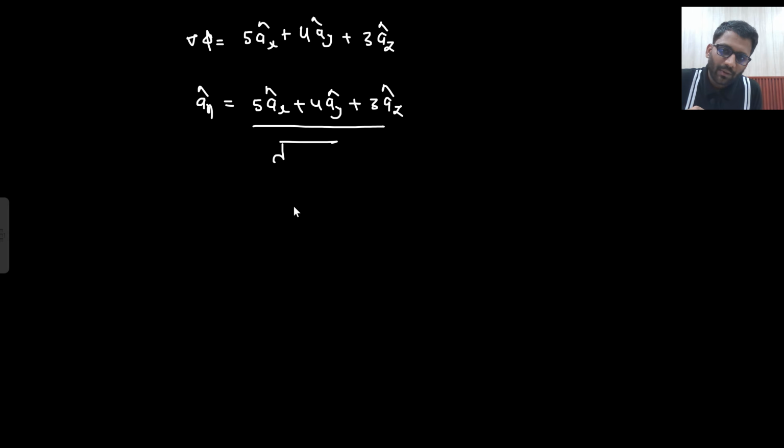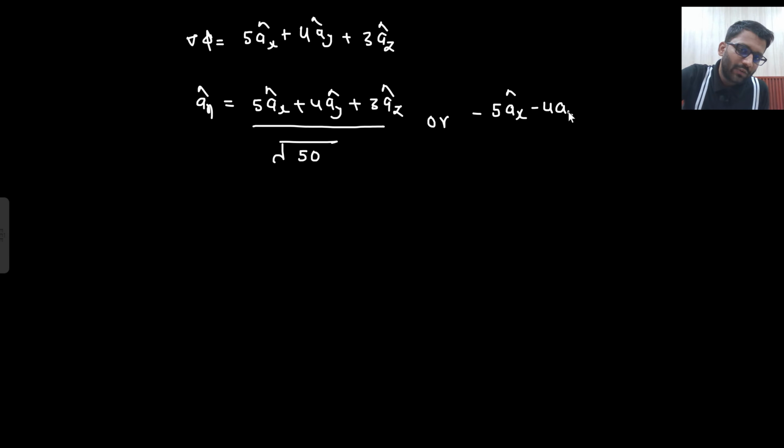So my unit normal is 5a_x cap plus 4a_y cap plus 3a_z cap divided by its magnitude. What will be the magnitude? 25 plus 16 plus 9, so 50. Right? So this is one of the answers, or simply the negative of this. Whatever unit normal you are getting, simply the negative of that will be the other answer. So two possible answers are there.